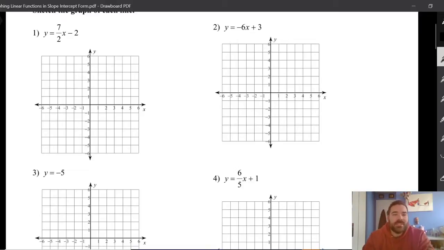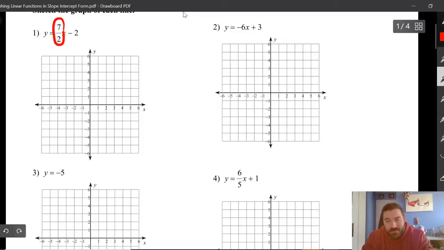So we have y is equal to 7 over 2x minus 2. And the two big things you have to know about slope-intercept form is that we call them slope-intercept form because the form gives us the slope and it gives us an intercept. Specifically, it gives us the y-intercept. So it gives us two major pieces of information. And those two pieces of information are actually all we need in order to graph this particular line.